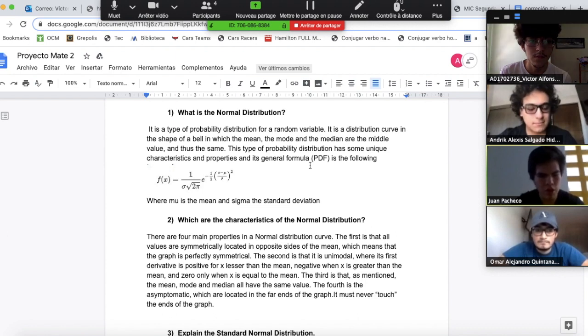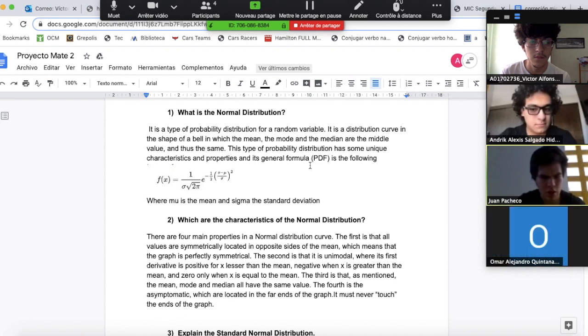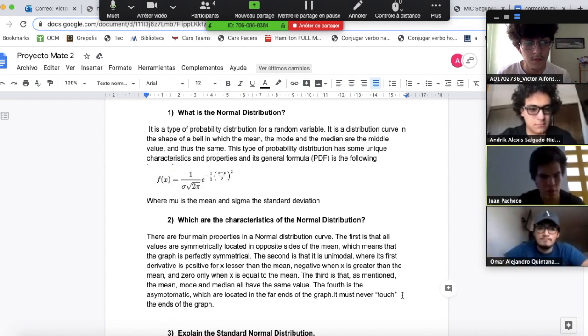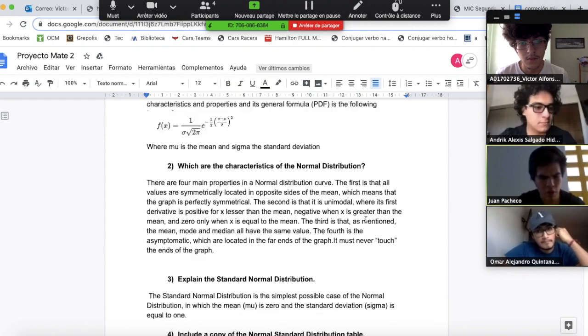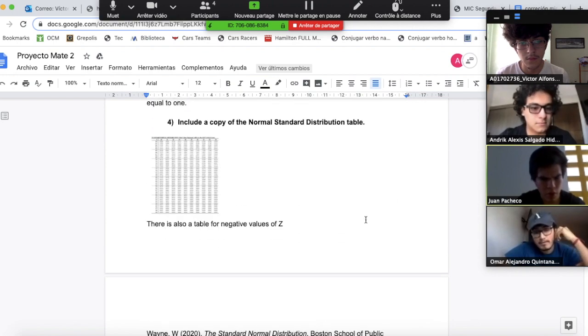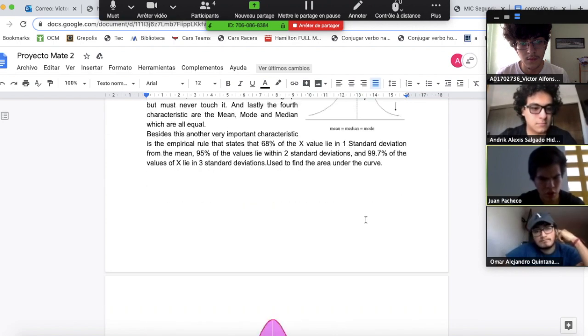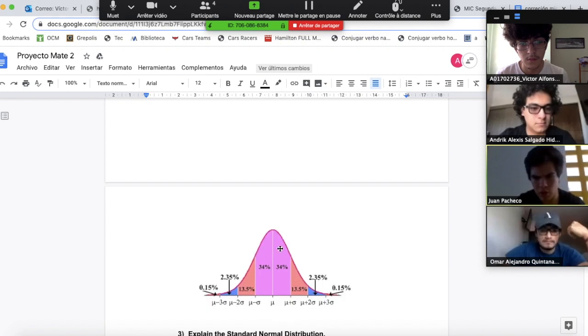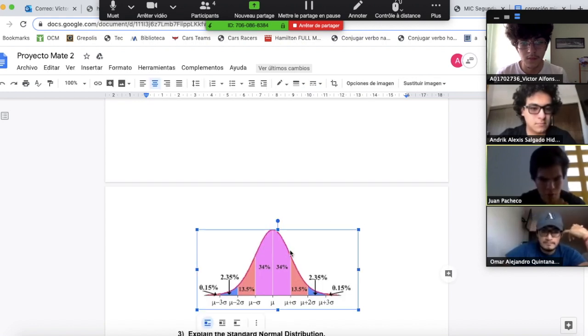Okay, now I will explain the characteristics of the normal distribution. There are four principal aspects of the normal distribution. The first is symmetry. This characteristic is located on both sides. They are both equal and therefore must be perfectly symmetrical. The second characteristic is unimodal. It is a distribution that has a unique mode and only one peak.